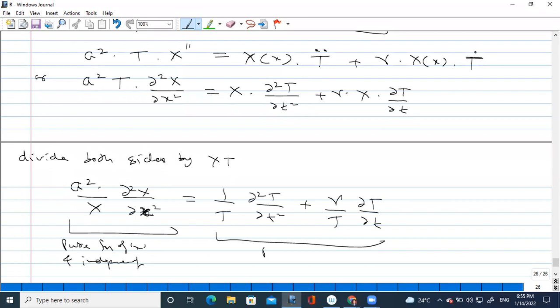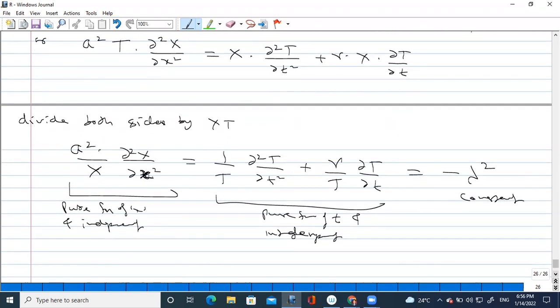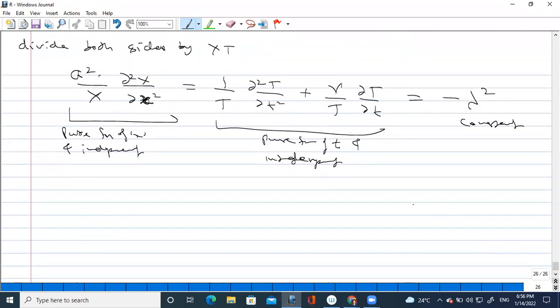This side it is a pure function of t and independent. Okay, so this can be possible only when it is equal to some constant, and that constant I am taking lambda square. Okay, so the same method we are applying here. So now what we can do here, you can take one by one. First you take this equal to minus lambda square, then you take this equal to minus lambda square.